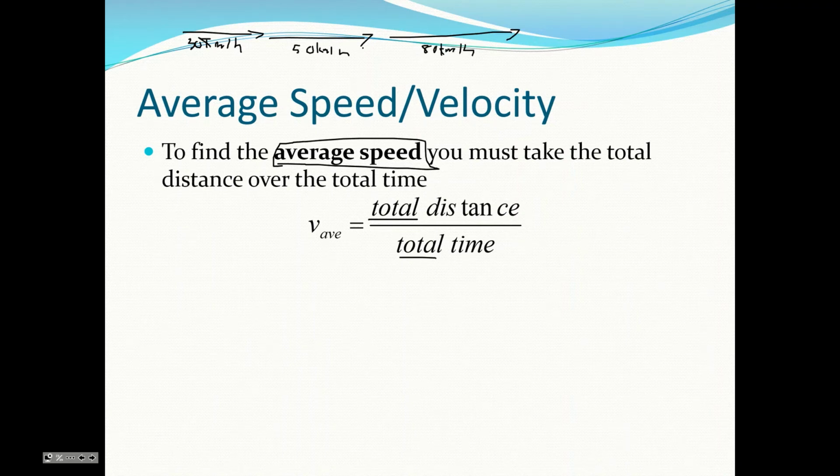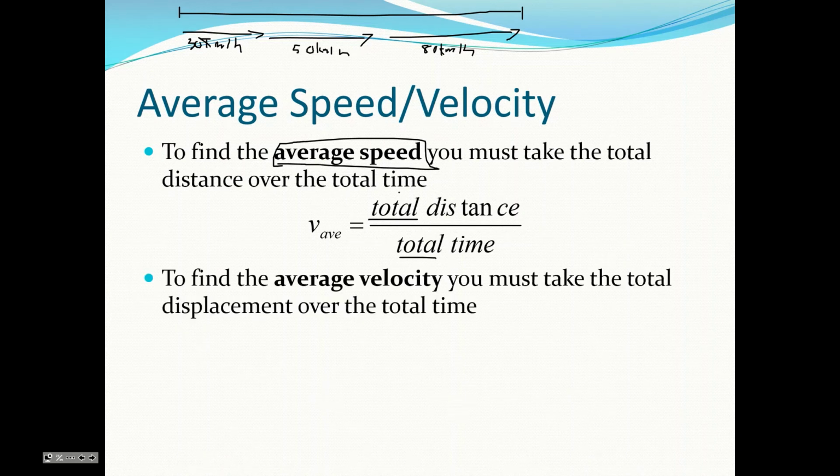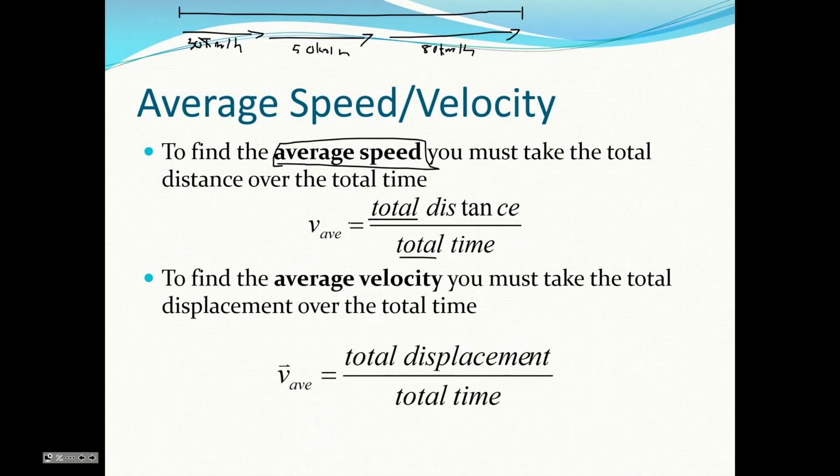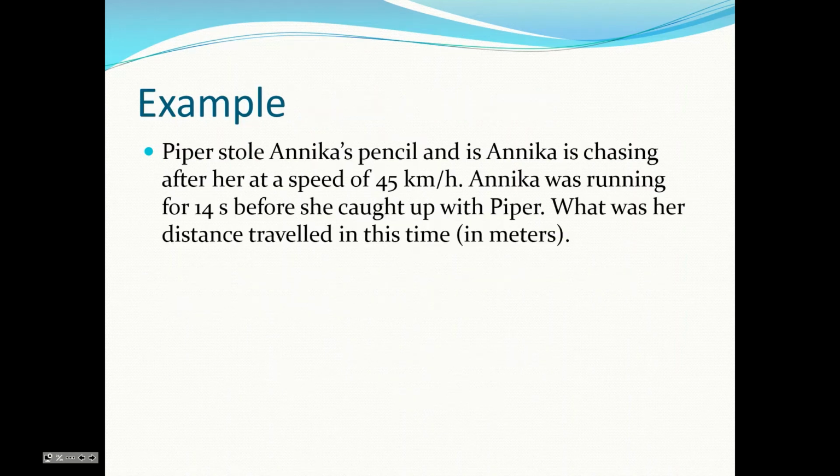So I need to find my average speed by taking the total distance that I traveled during this time divided by my total time that I traveled. Okay, average velocity is the same thing. It's just displacement instead of distance, so that means that direction makes a difference. So let's do a few questions.